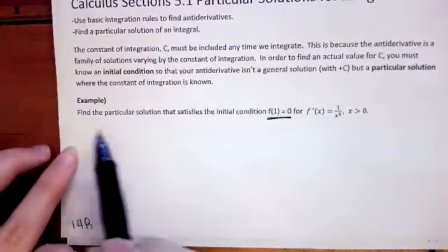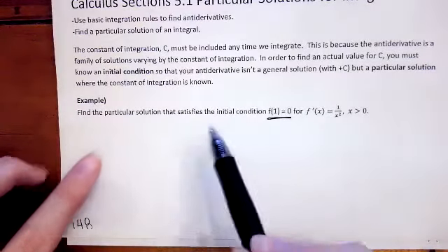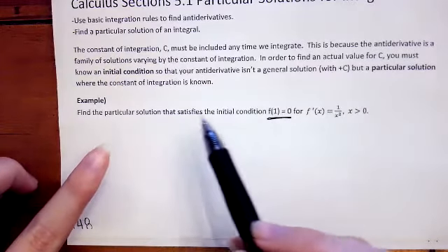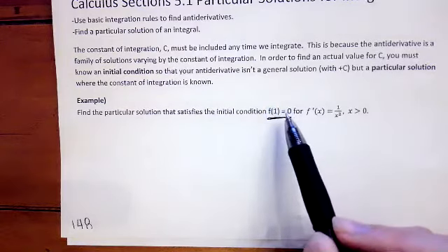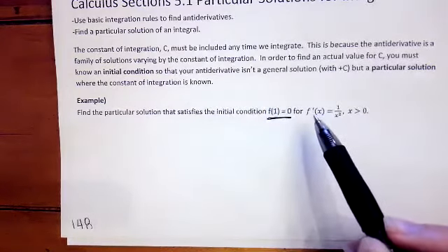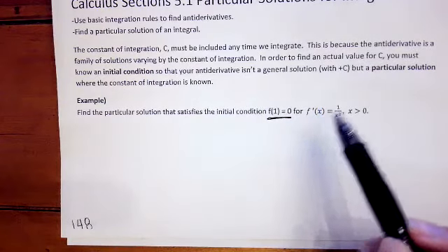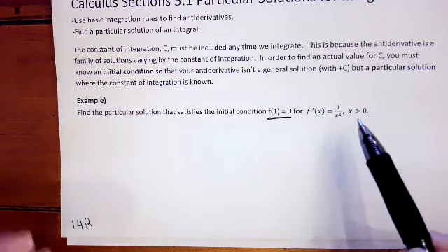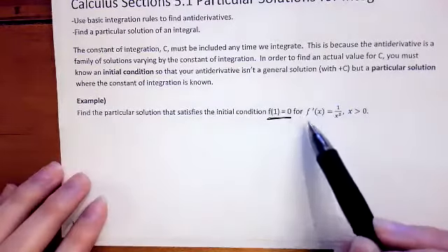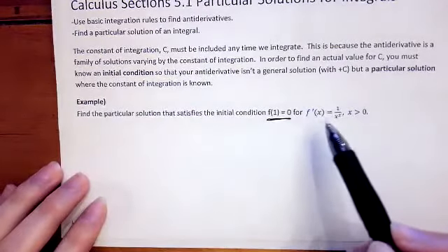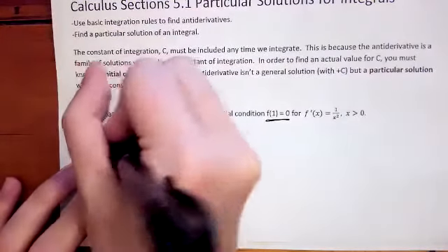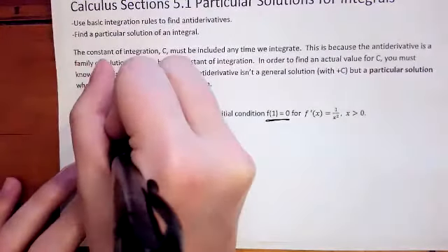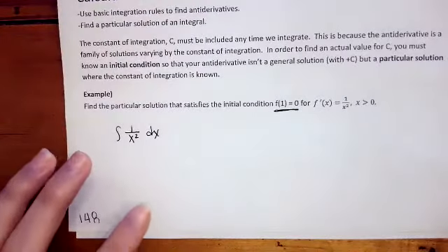So they tell us that we need to find the particular solution that satisfies this initial condition: when x is 1, y is 0. For the derivative f prime of x is 1 over x squared, where x is greater than 0. So we are given this f prime of x part. If we want to get to f of x, we're going to need to take the integral. So I'm going to set up my problem like that to start.